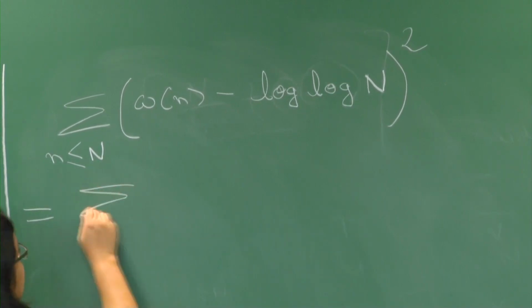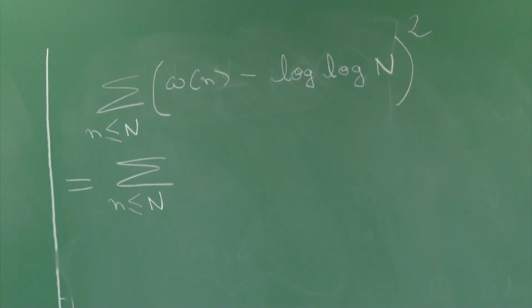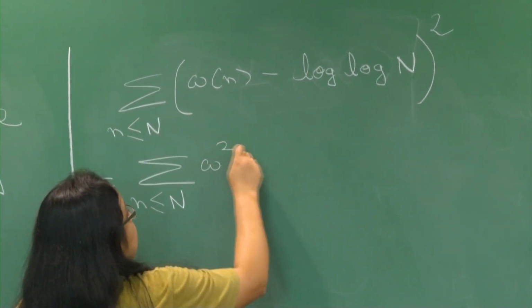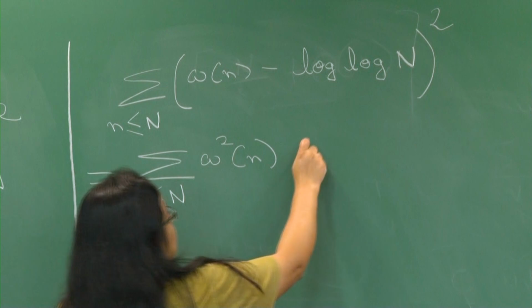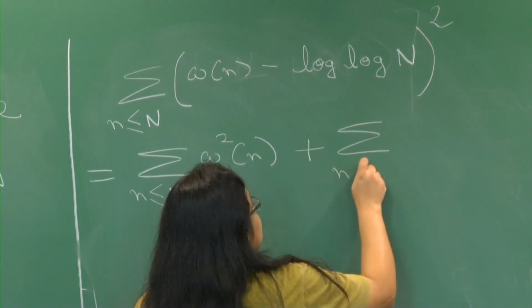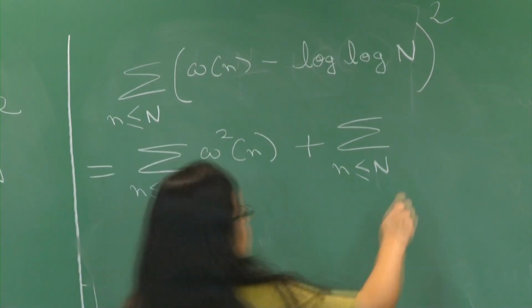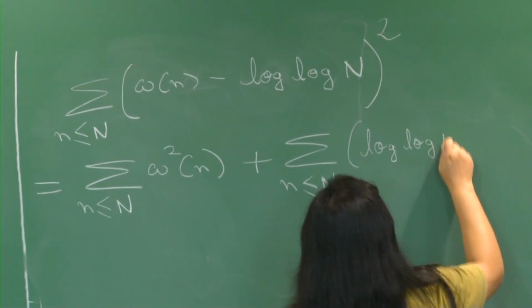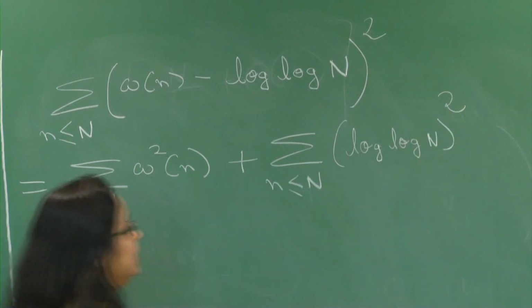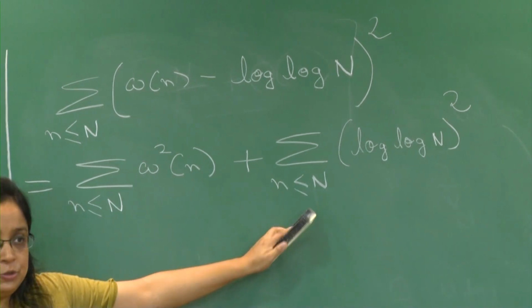So, what is this? We already have all the tools for this. This is exactly equal to summation omega square of n plus summation n less than or equal to N of log capital N whole square, but then you just bring this out and all you have is the number of positive integers up to capital N.